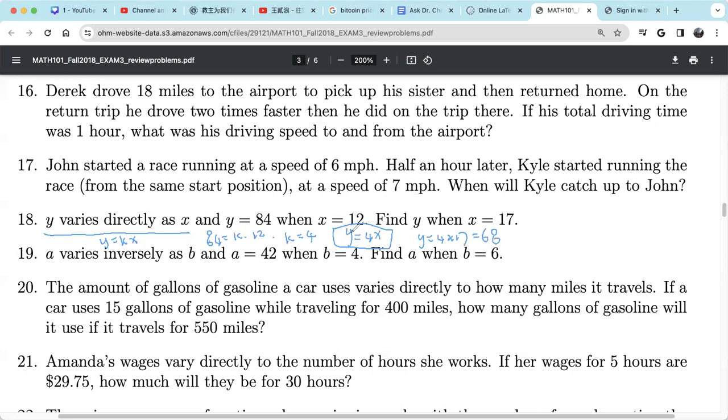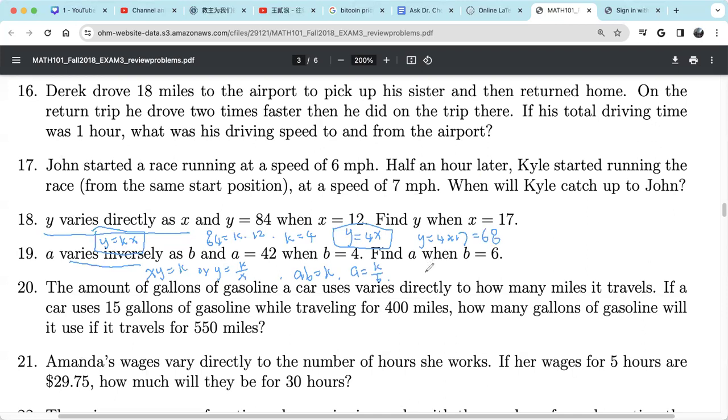So we use y equals 84 and x equals 12 to find the constant k. But more importantly, we need to remember the equation for varies directly. Number 9 is varies inversely. Remember, varies inversely means that x multiplied by y equals k, or y equals k divided by x. In this case, it's number 8: a times b equals k. A varies inversely as b, or a equals k divided by b.